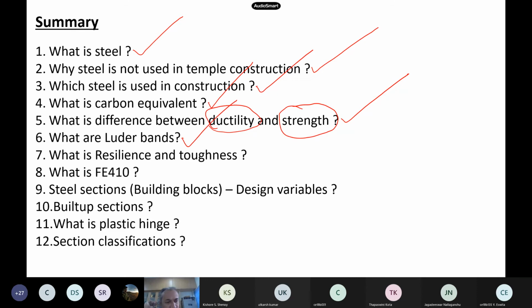Now what are Luder bands? Luder band is the banding that happens in the material when it is under tension, from yield stress to strain hardening. That is perfect. But suppose I have a band like this and there is a free side. What does it tell you? This side of the band, what is it, and this side of the band, what is it?